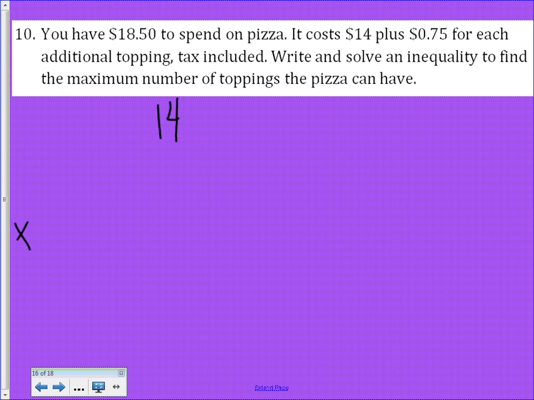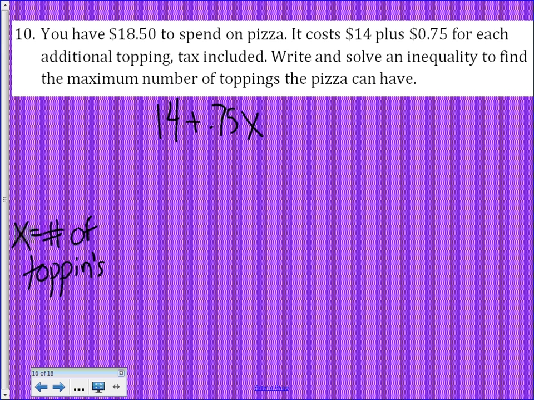So I'm going to let X represent the number of toppings I can get. Let's call it toppings. How many toppings I can get. Okay, so I have $14, and then for every X topping that I get, I'm paying 75 cents. Okay, it tells me that I have $18.50. I can spend no more than $18.50. So it has to be less than or equal to $18.50. So remember, $18.50 is the bigger thing. I can't spend more than that.